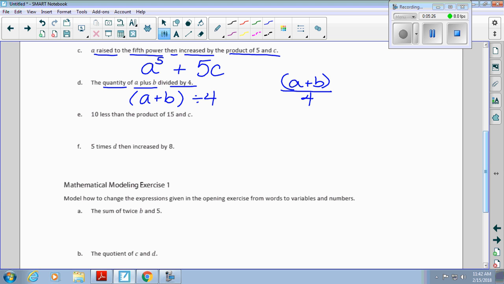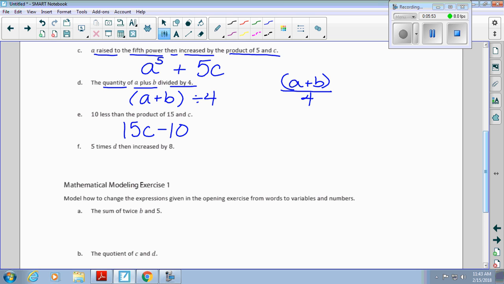All right, this next one has a little bit of a trick in it. It says 10 less than the product of 15 and C. What would you put first, Michael? 15 times C. Very good. So let's use a coefficient, 15C. And how do I need to finish this problem? Minus 10. Very good.